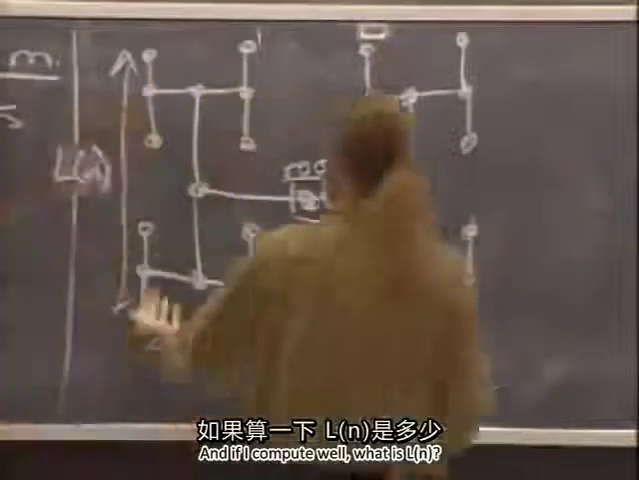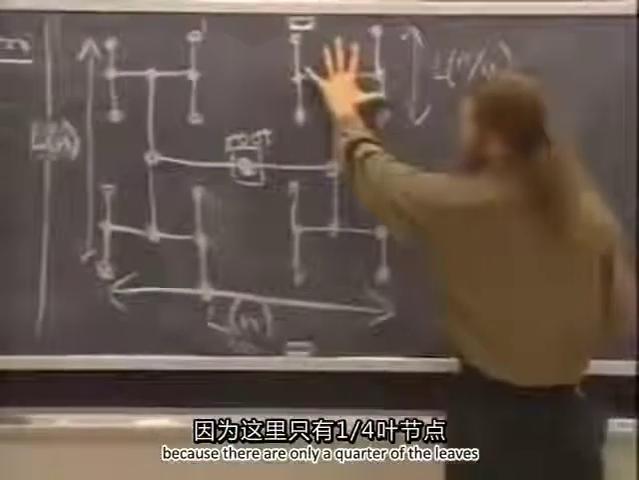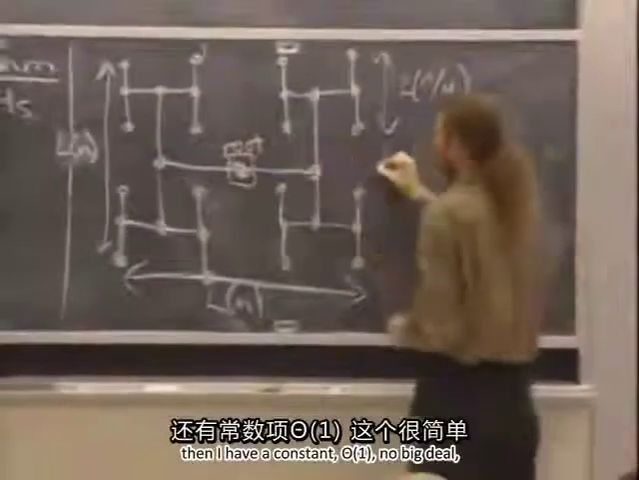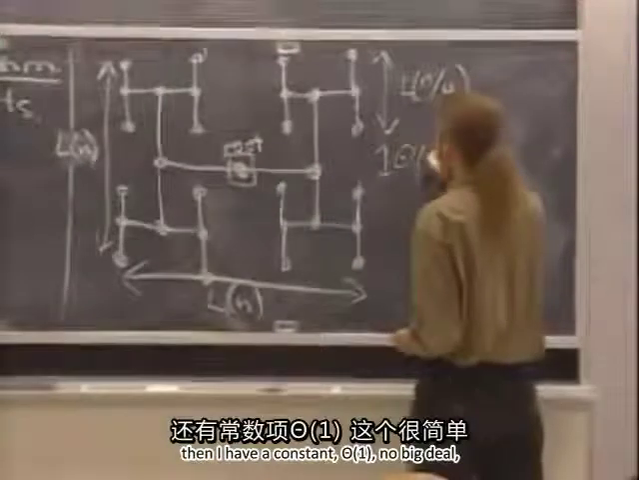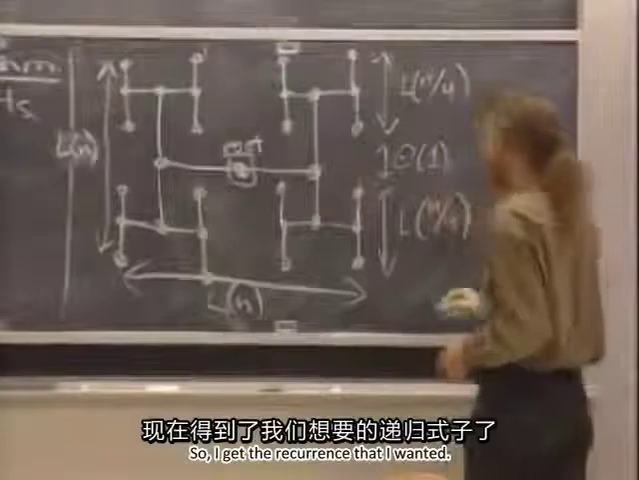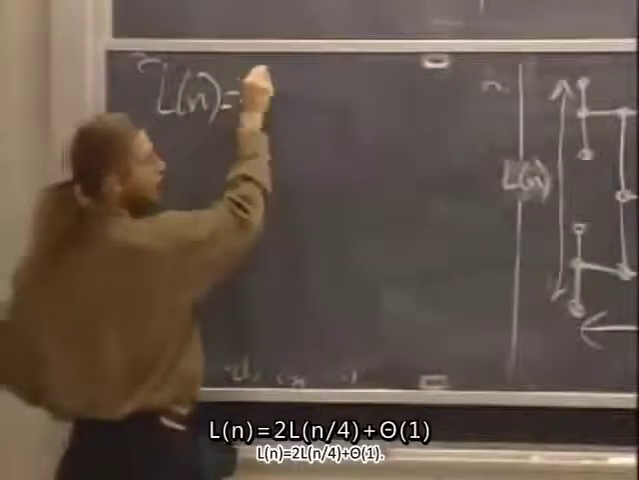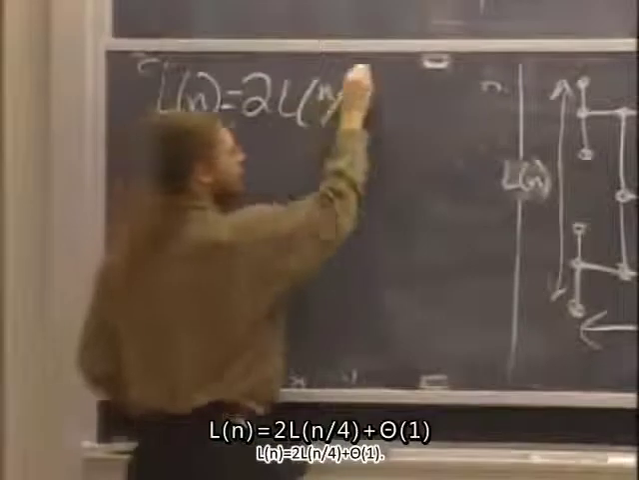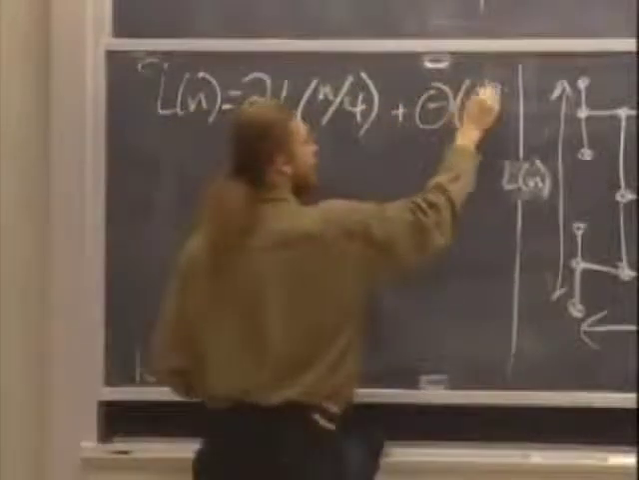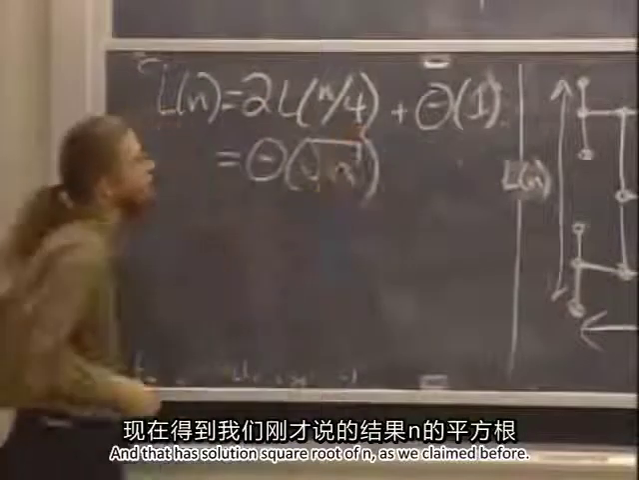And if I compute, well, what's L of n? I have here L of n over 4, because only a quarter of the leaves are in this one or in that one. Then I have a constant, this is like theta 1, no big deal. And then I have L of n over 4 again. So I get the recurrence that I wanted. L of n is 2 times L of n over 4 plus order 1. And that has solution square root of n, as we claimed before.